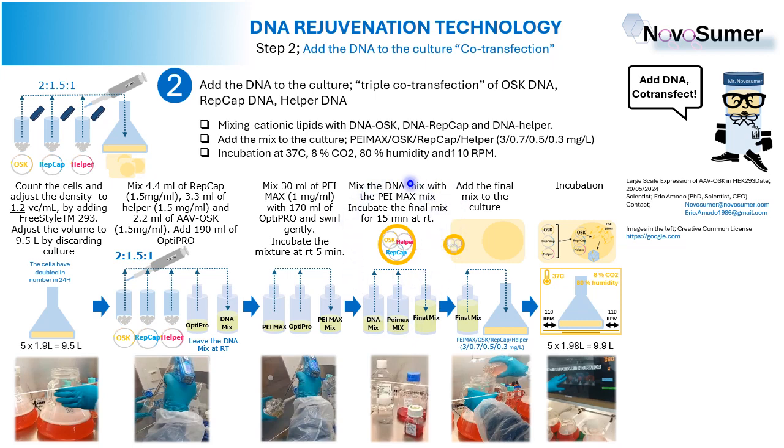And once we have the final mix, which is the detergent and the DNA, we add the final mix to the culture. And once it is added to the culture, we just leave it incubating, and the magic will happen now. In the incubation, the cells will start producing EVOs inside. So here is where the magic happens. Okay, so let's go for the next step, the number 3.